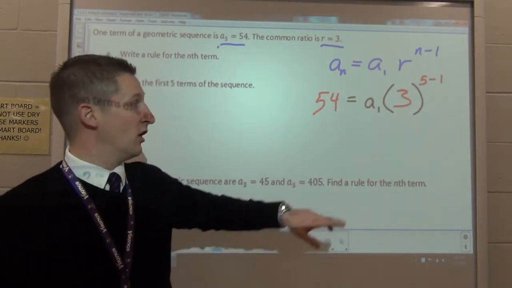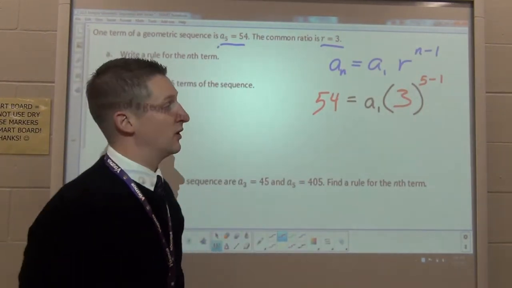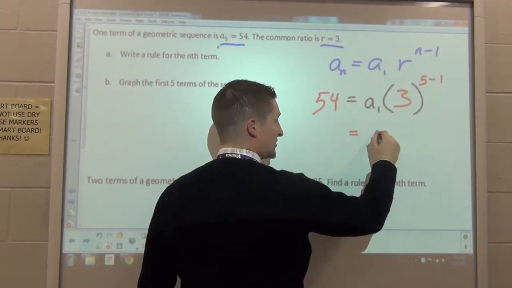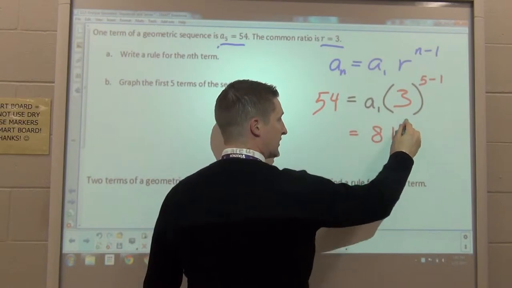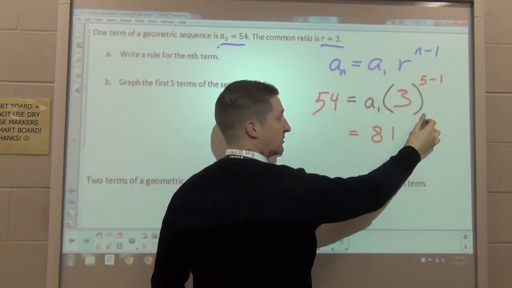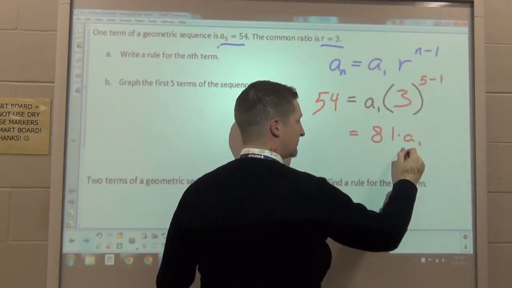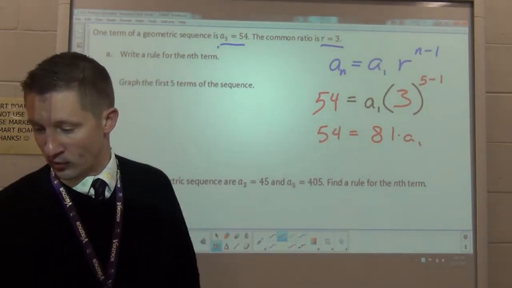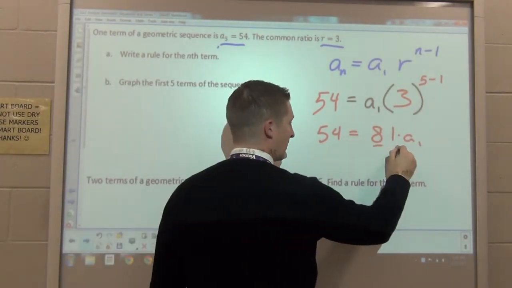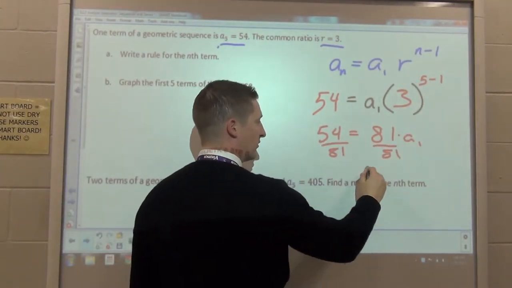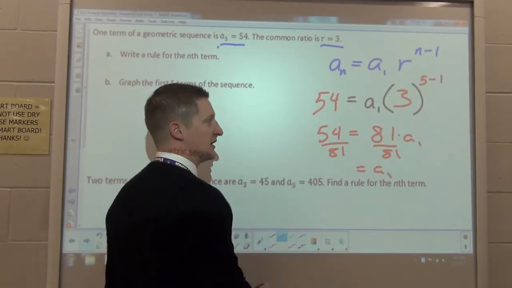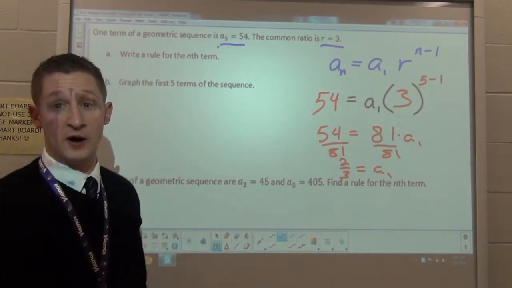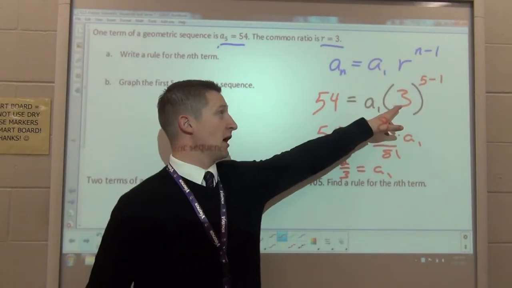Now it's my job to solve for a sub 1, the first term. Evaluating this expression, 3 to the 4th power is going to be 81. I take 81, which is what this expression was equal to, times a sub 1, and that equals 54. Now to solve for a sub 1, I'm going to divide by 81 on both sides. And 54 divided by 81 simplifies down to 2/3. So I know my first term. I knew my common ratio from before.